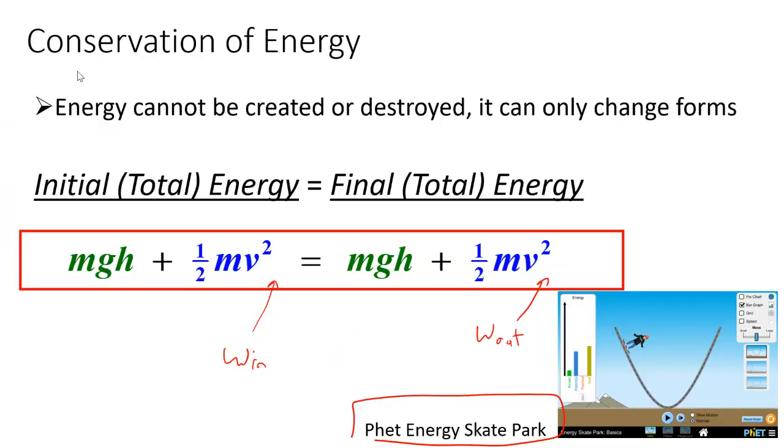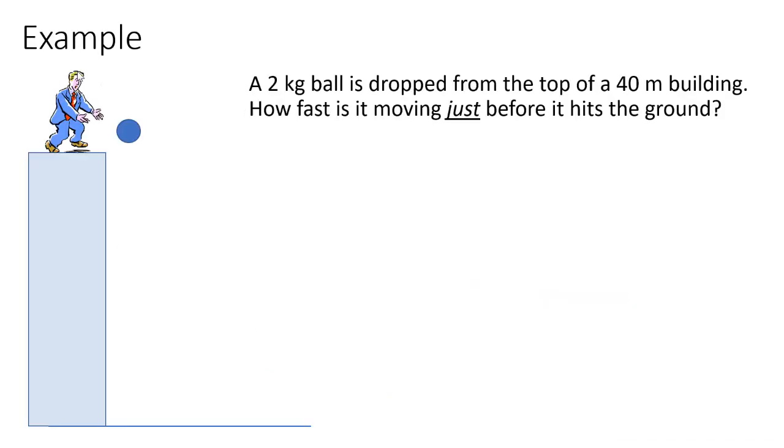If we flip back over here, for the next few questions we are just going to be applying this big long formula, which is just telling us that our initial total energy is equal to our final. So here's an example where we have a 2-kilogram ball dropped from the top of a 40-meter building. We're looking for how fast the ball is moving just before it hits the ground. So this will be its final, and this will be the ball's initial spot. We're looking for the velocity down here. What is the velocity of that ball just before it hits the ground?